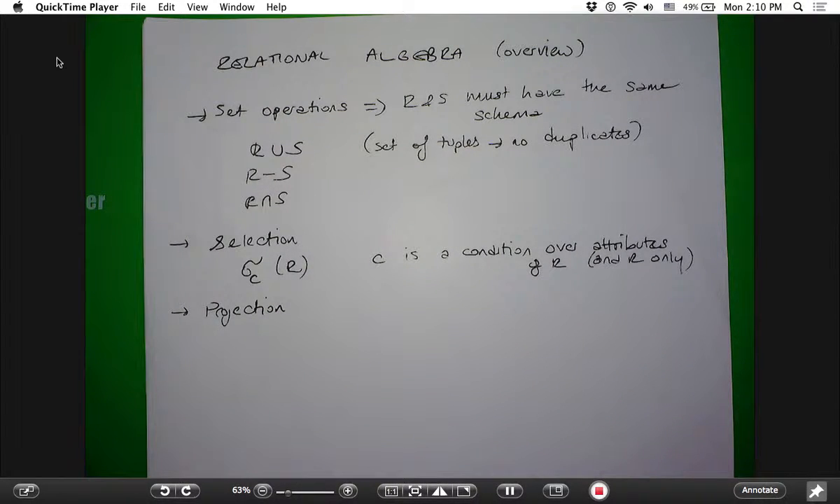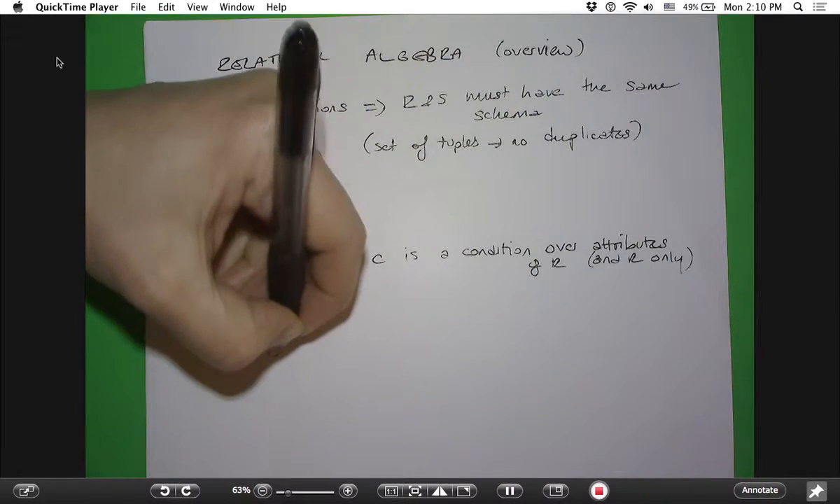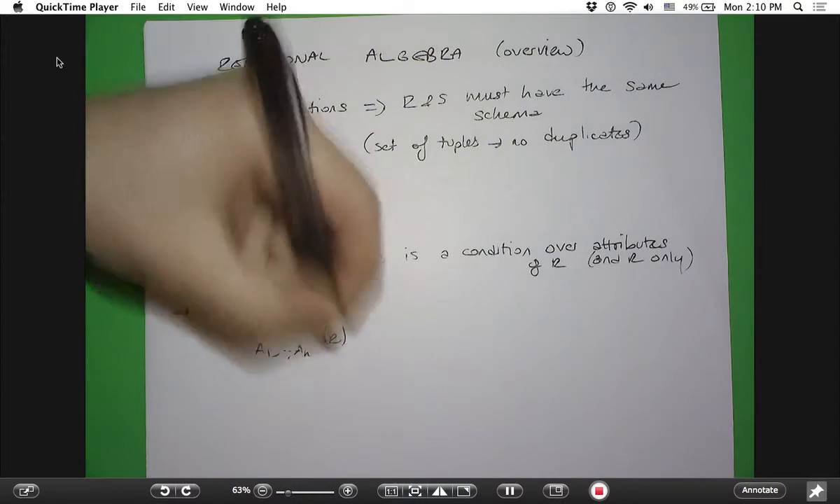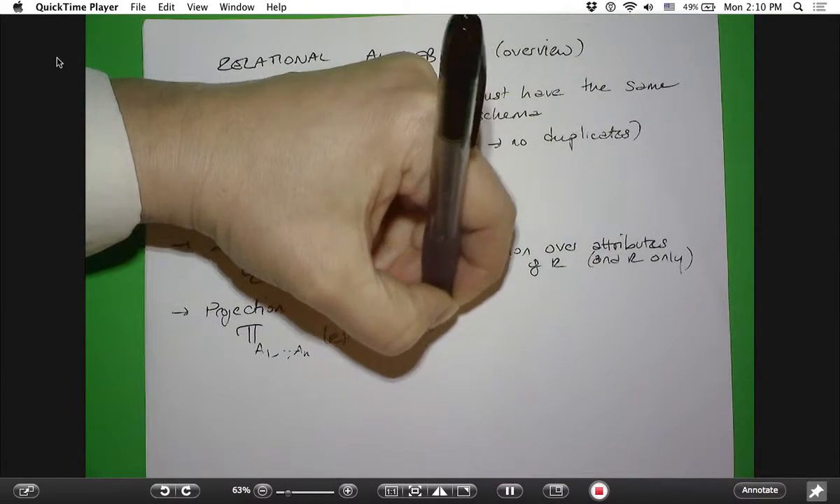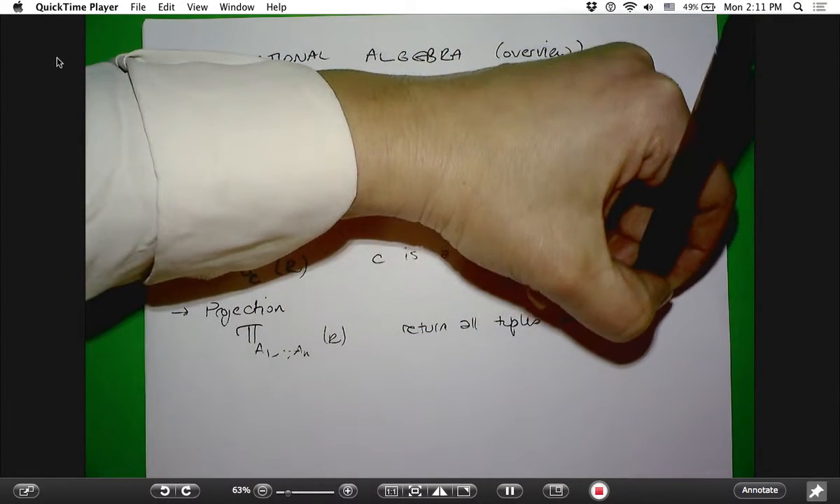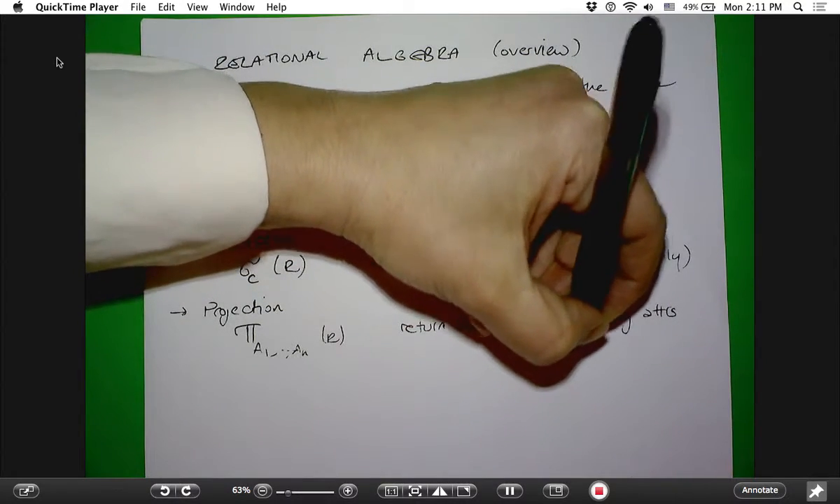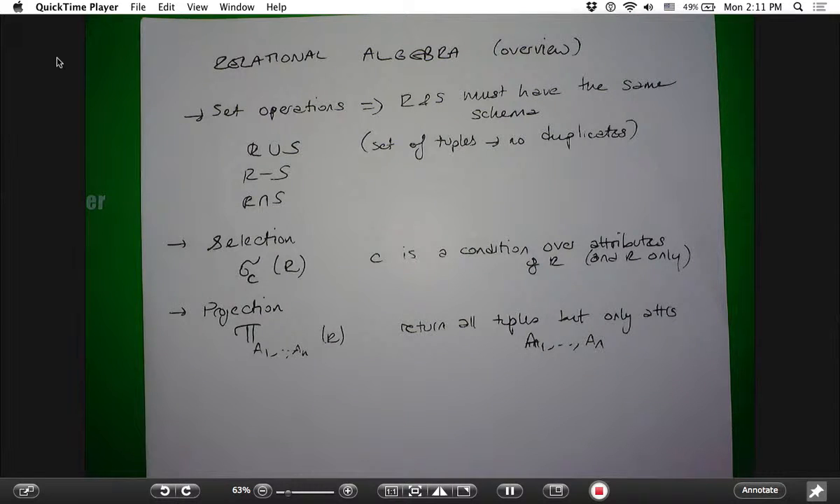Okay, projection is the reverse. Selection is the slice. Projection is dice. You are going to keep all the tuples, but you're going to only keep some of the attributes. So you're going to do pi of a1 through an of R, which means return all tuples, but only attributes a1 through an. Right? Now, after projection, you may end up with duplicate tuples. Then, of course, they are removed because this is a set of tuples.